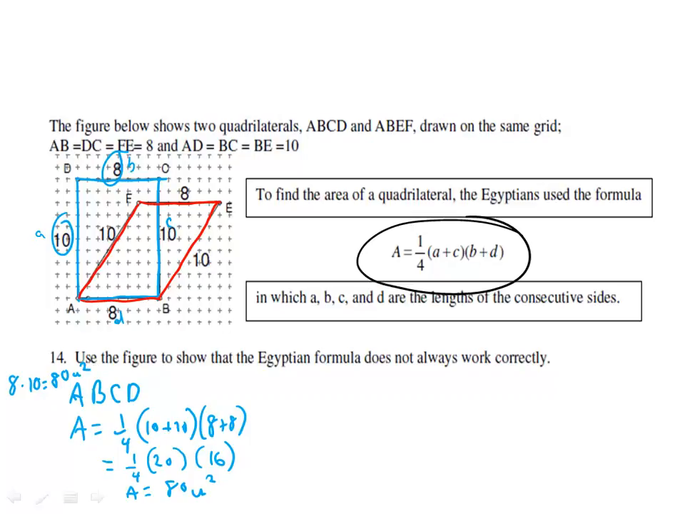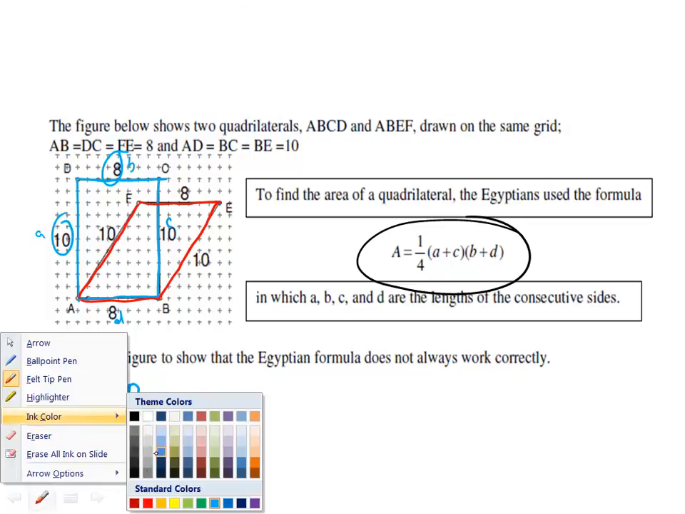All right, so now I've done two things. I've used the Egyptian formula to show that we got 80 units squared, and I've used a regular formula, length times width for rectangle, and confirmed that we get 80 units squared. Now let's do the red one.